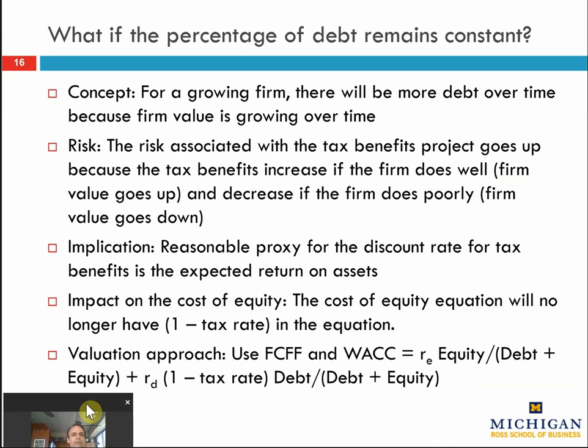The concept is, for a growing firm, there's going to be more debt over time because firm value is growing over time. So if you take CVS and say, for example, I expect CVS to maintain 30% debt, 70% equity over time, if CVS does really well, so the value of the enterprise goes up over some particular time frame, and you maintain 30% leverage, that means the amount of debt is going to go up. And if CVS does poorly, there's a big shock, a downturn in the consumer goods market, a downturn in the demand for pharmaceutical products, then something else is going to happen.